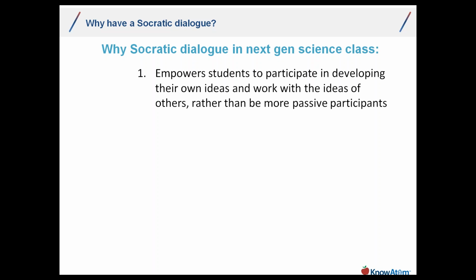Not anchor phenomena, but our observational experiment phenomena, which is sort of a thread of that larger anchor. So why Socratic dialogue in the Next Generation Science class? Well, it empowers students to participate in actually developing their own ideas and working with the ideas of others rather than being more passive participants.